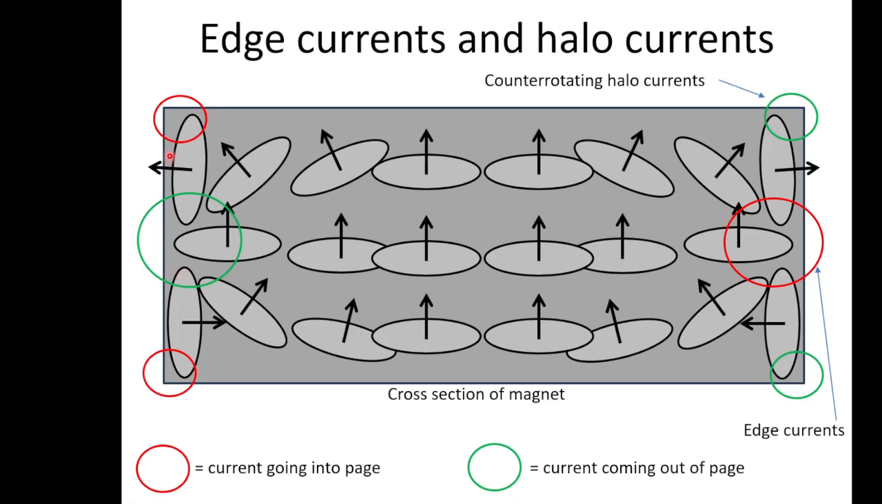Now, because these orbitals are pulled down, their edge currents are going in the opposite direction. So what you have at the corners up here is counter-rotating currents that we call halo currents. These halo currents are orders of magnitude smaller, but we'll show you a simple demonstration of where their effects are actually seen.